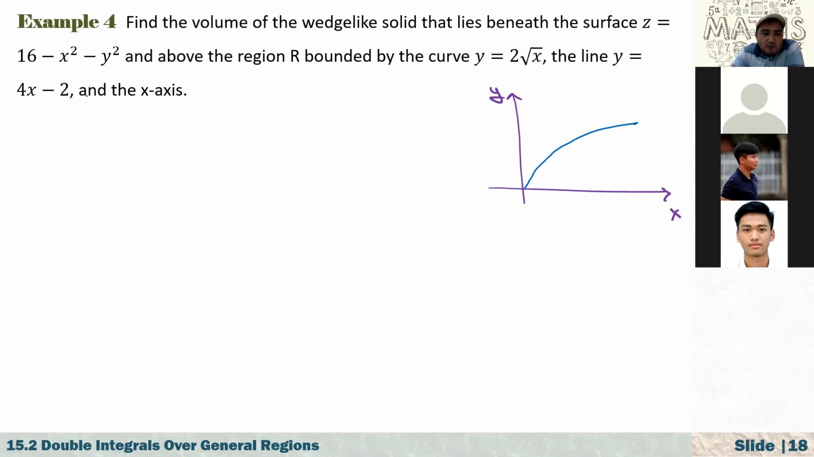Okay, and how about y equals 4x minus 2, when x equals 1 over 2, that's equal to 0. So here, actually, that one is 1, they meet each other. So this one is 1 over 2. It's a straight line, so it is this. Okay, so this is the region that we are going to integrate our function. Okay, this is our region.